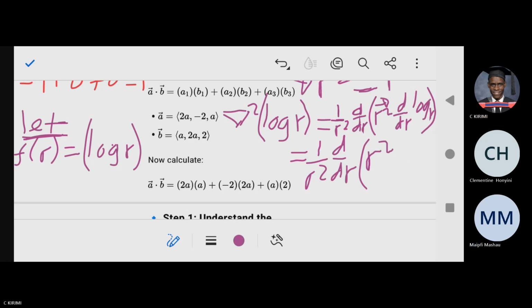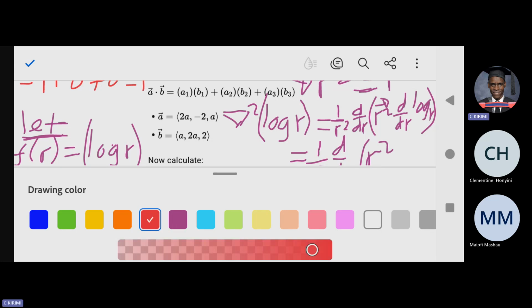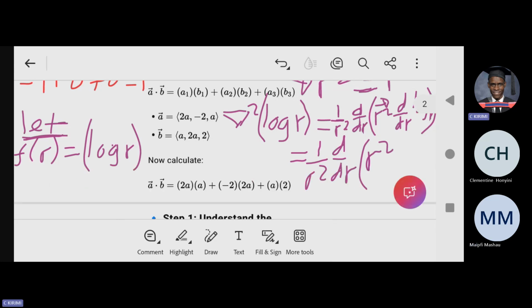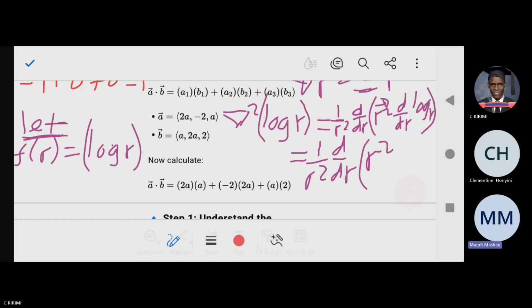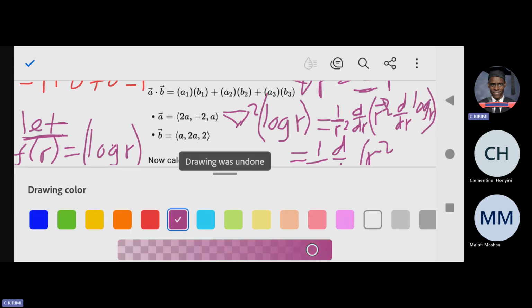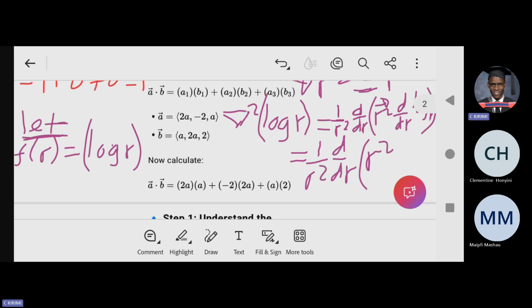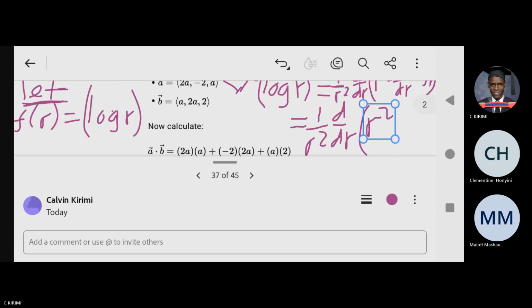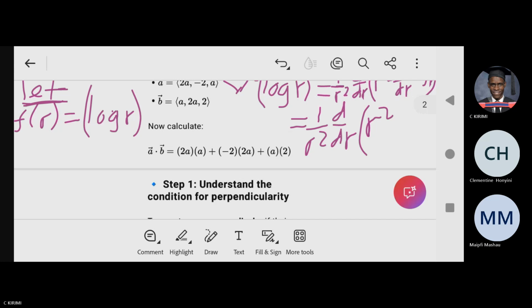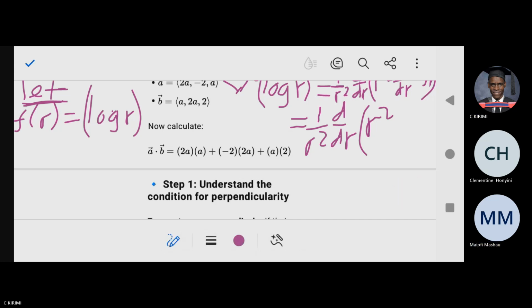Then what is the derivative of log r? If you differentiate log r, what are you going to get? d/dr of log r is 1 over r. That's correct. It's just like the derivative of ln r, you get 1 over r. So here I am multiplying by 1 over r, which is the derivative of log r.